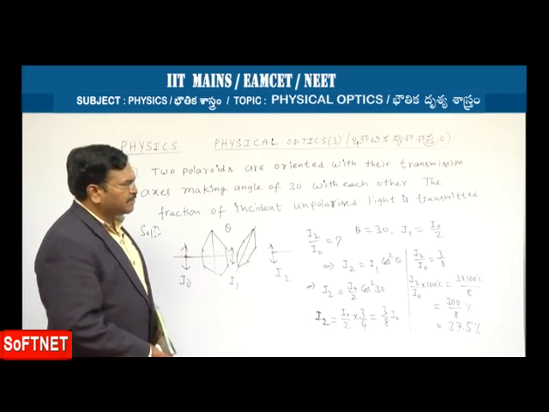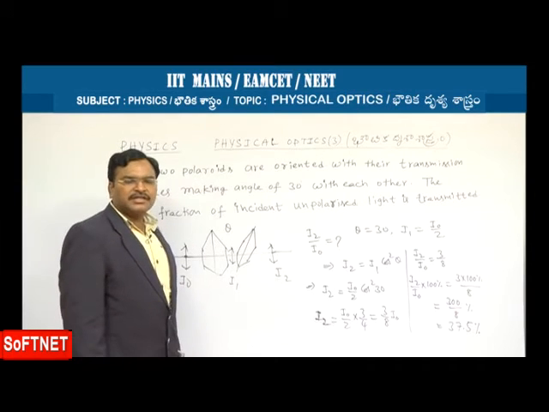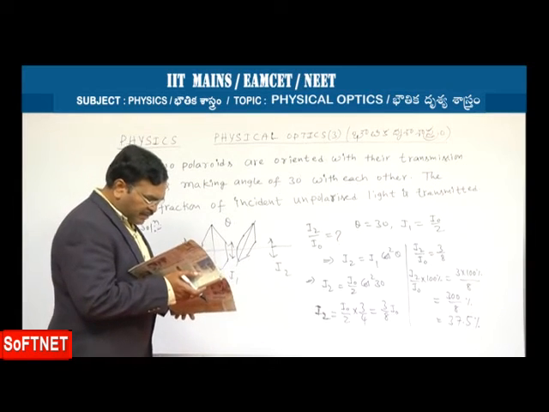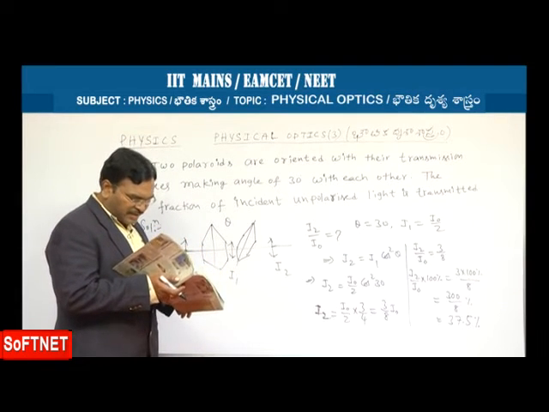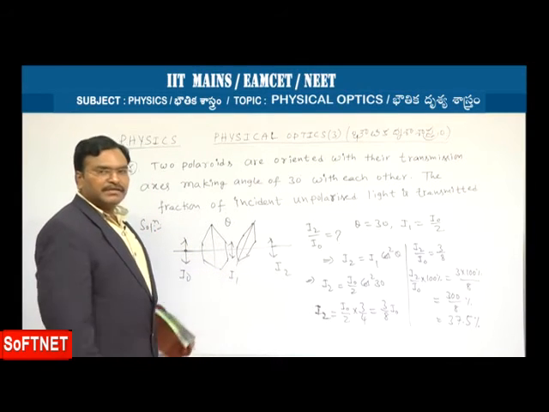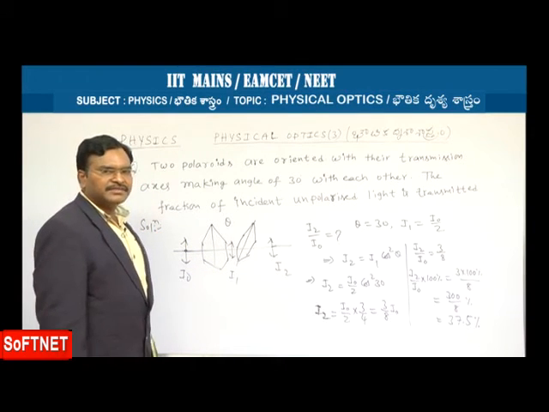The fraction is 3 by 8, but the percentage is 37.5%. We have options 37%, 37.5%, 3.36%, 36.5%. What is the answer now? 37.5% only is correct. Is it clear?